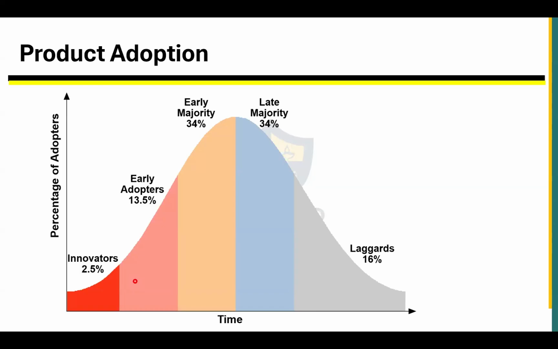When you have more innovators and a lower percentage of laggards, it means your product life cycle is much shorter, right? On the other hand, when you have a huge percentage of late majority and laggards, you have a bit longer life cycle.